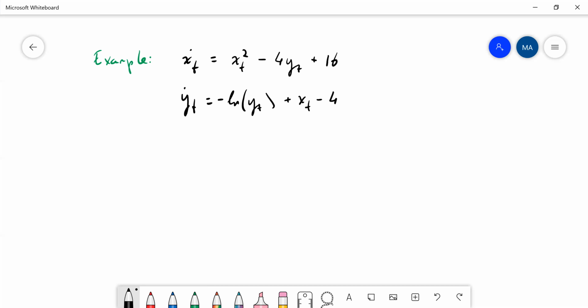Let's see if there is a steady state. For this system to have a steady state, I have x squared minus 4y plus 16 equals 0, and minus ln y plus x minus 4 equals 0. Is there a steady state here? Well, I think we cannot find an analytical solution here. So what can we do here?